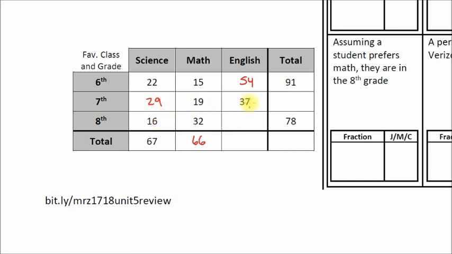We can add these 3 numbers together to get the total: 29 plus 19 plus 37 is 85. And in this box, we can take the total, 78, subtract 16, and then subtract 32, and we end up with 30. Now we get to total these columns together. 54 plus 37 plus 30 is 121. I'm going to add these up: 91 plus 85 plus 78 is 254. And then I'm going to add 67, 66, and 121. I also get 254, so I'm confident I've got my correct totals.